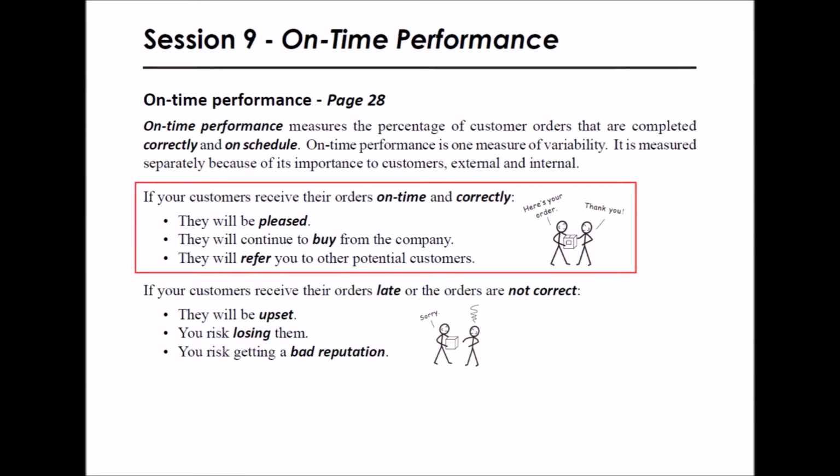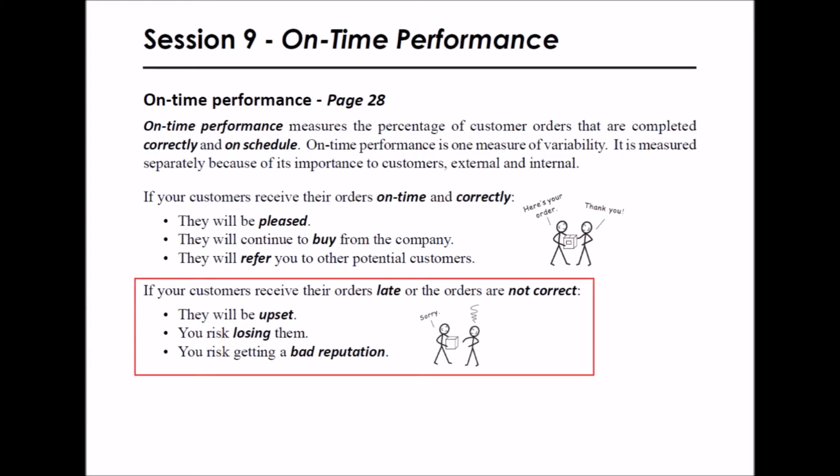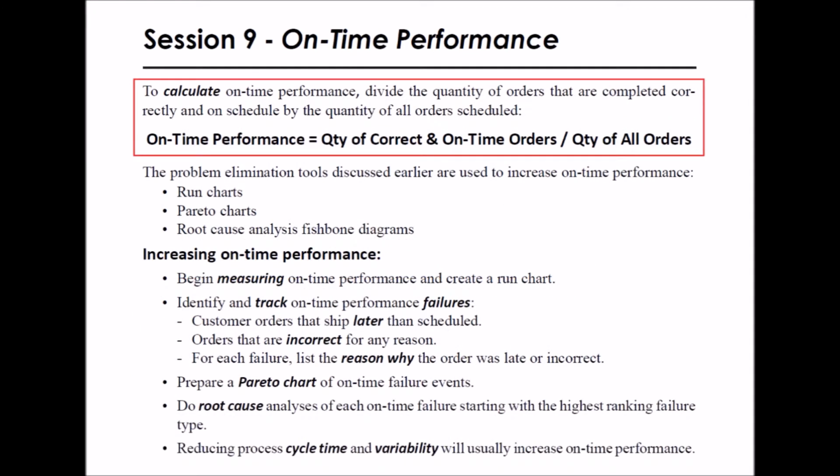If your customers receive their orders on time and correctly, they will be pleased, they will continue to buy from you, and they will refer you to other potential customers. If your customers receive their orders late, or the orders are not correct, they will be upset, you risk losing them as customers, and you risk getting a bad reputation. To calculate on-time performance, divide the quantity of orders that are completed correctly and on schedule by the quantity of all orders scheduled.